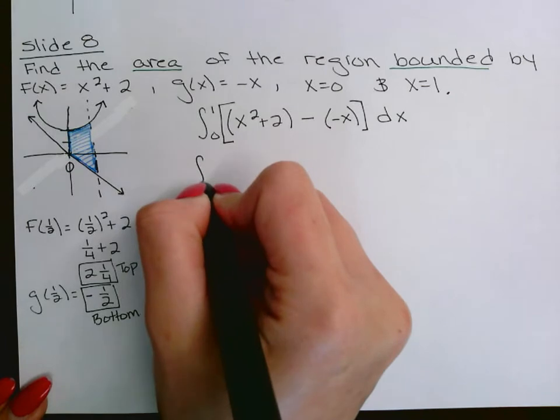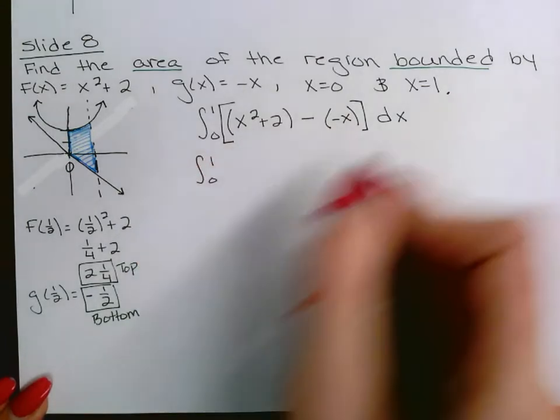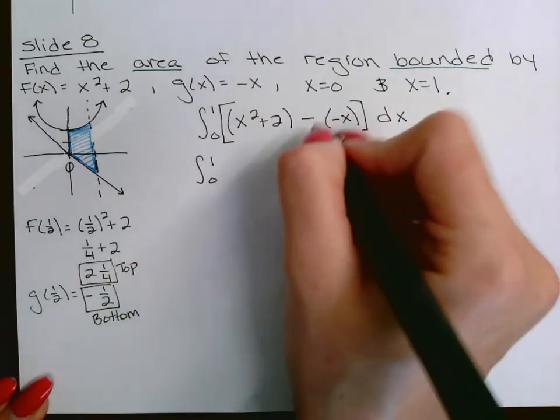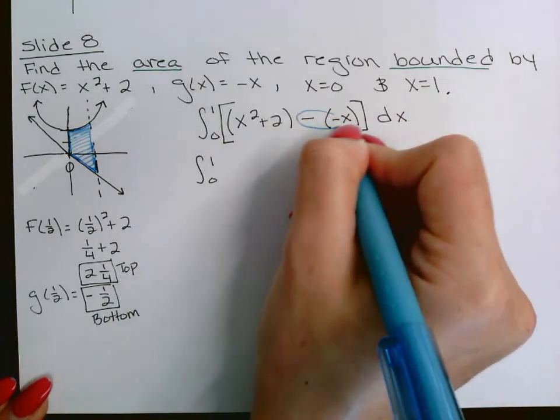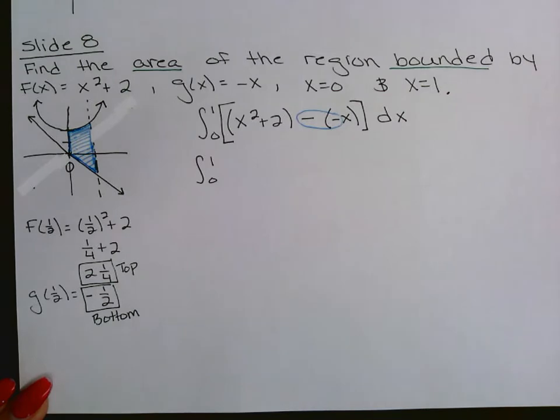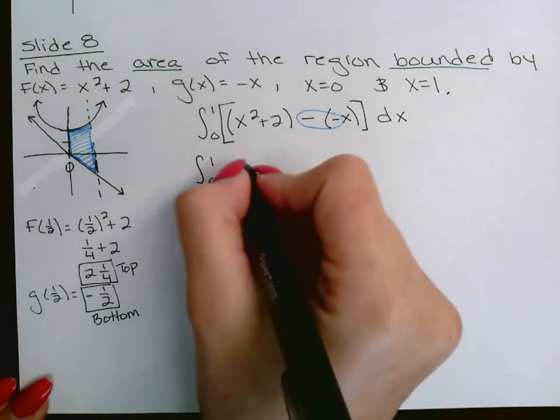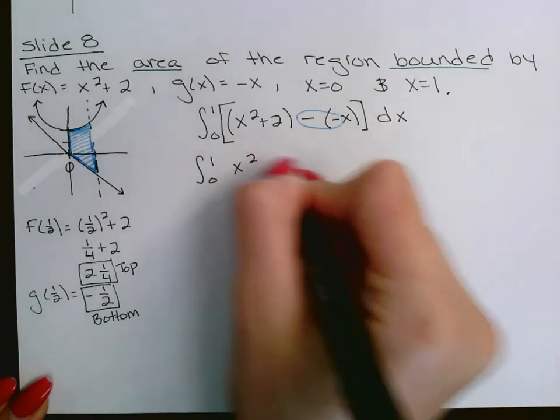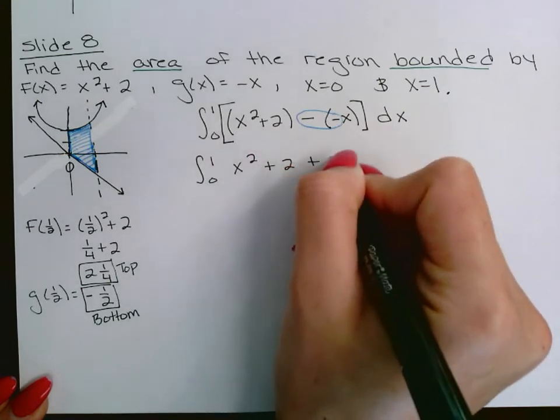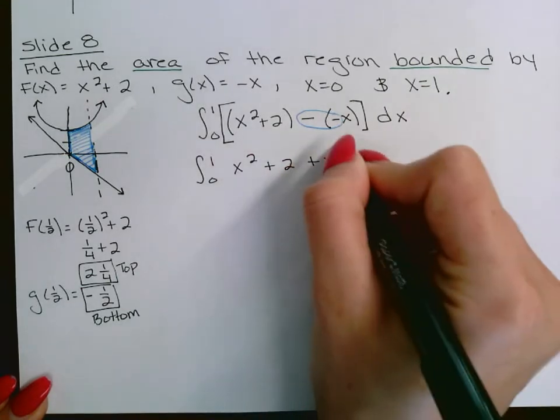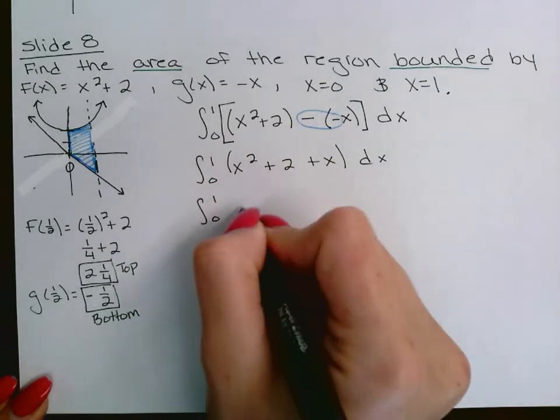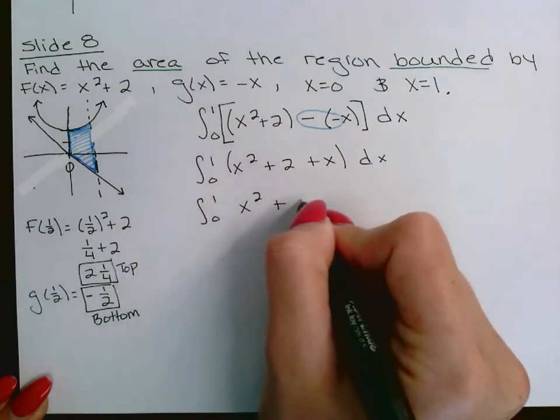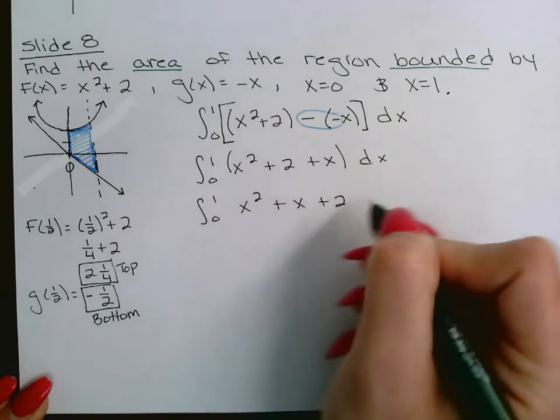So I have the integral from 0 to 1. Clean this function up, okay? So I'm just going to make these two negatives here become a positive. And then I'm going to write it in order. So I have x squared plus 2 plus x. To make my life a little easier, I'm going to write them in order. X squared plus x plus 2.